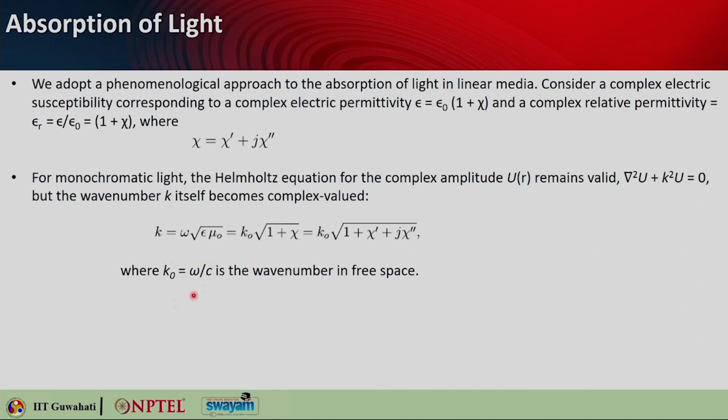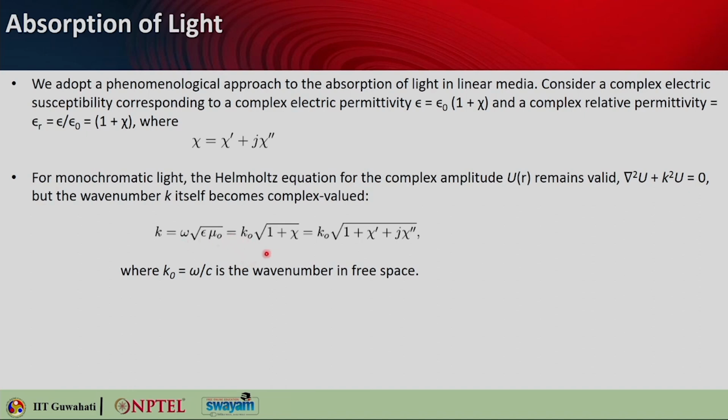That is what you write in free space. Now, in this particular medium, k will be written as omega square root epsilon mu naught. Okay. Now, what is epsilon? Epsilon is basically epsilon r times epsilon naught. So, under the square root you will have square root of epsilon r times square root of epsilon naught mu naught. That particular term can be written as c, because c is nothing but 1 over square root of epsilon naught mu naught.